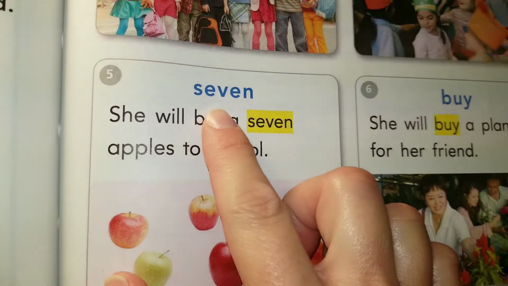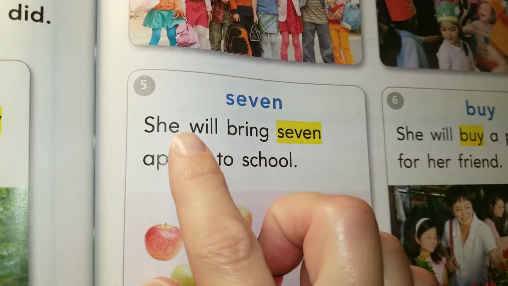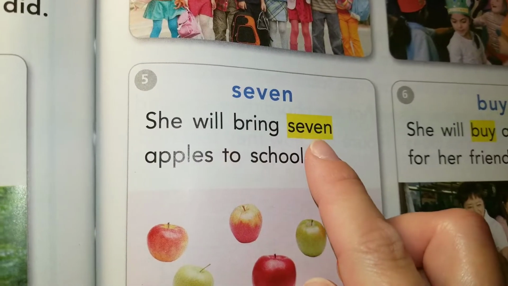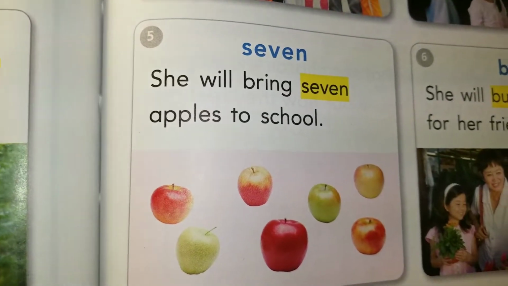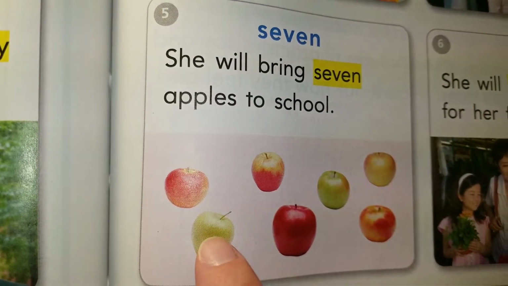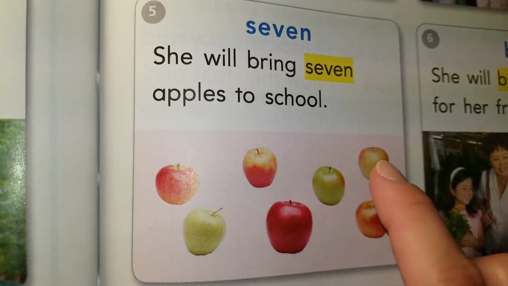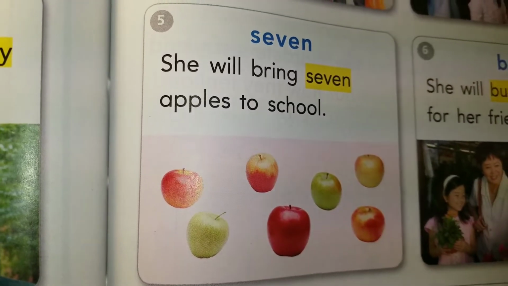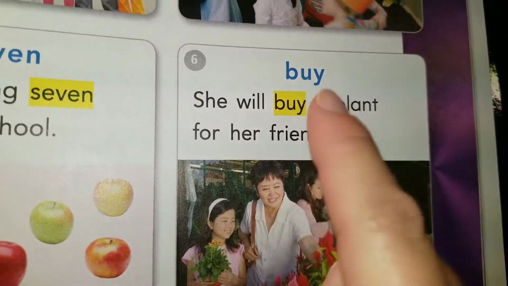Number five is seven. It's a number. Seven. She will bring 7 apples to school. Do you want to count them with me? 1, 2, 3, 4, 5, 6, and 7 apples. Alright. Our next one is buy.